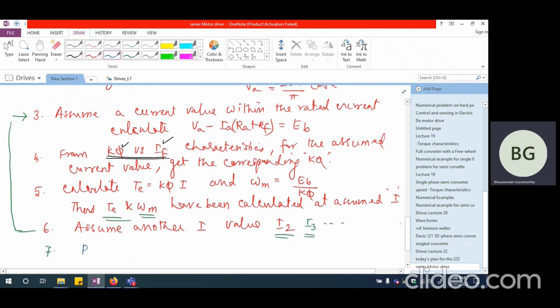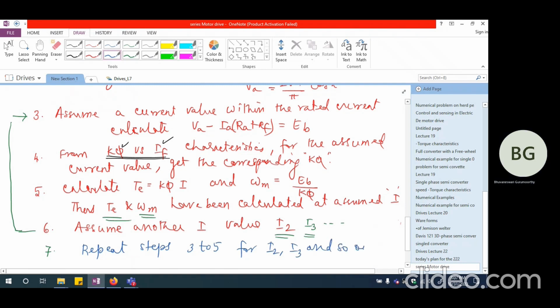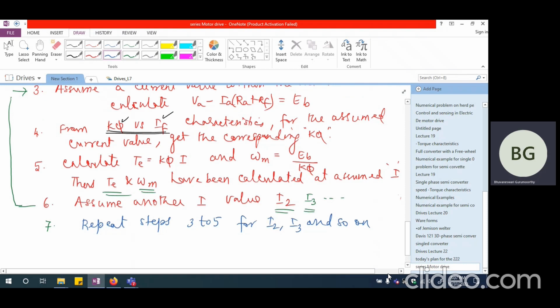So you can say repeat steps 3 to 5 for I2, I3, and so on. So you'll get a series of points for a particular alpha. Now, if I want to look at it for a different alpha, then I2, I3 until rated current.